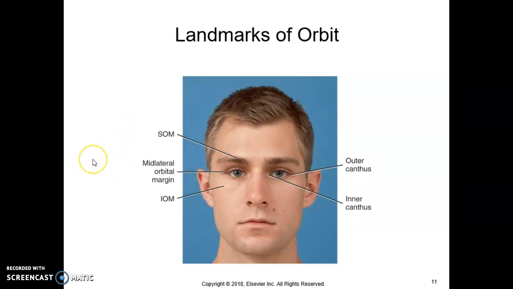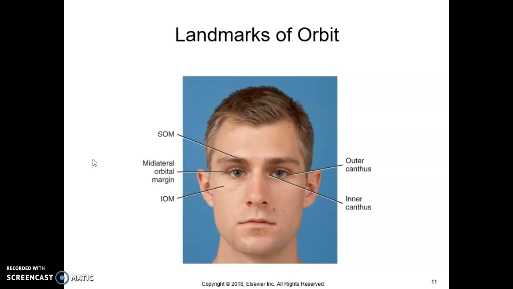And then if we want to get specific to landmarks of the orbit, so we have the inner canthus versus the outer canthus. Again, this is going to kind of help with your interpupillary line, whether or not that's in line with it or not. Again, may vary depending on ethnic group. You also have the SOM and the IOM. So the superior orbital margin, that's what the SOM stands for. And then the IOM is the inferior orbital margin.